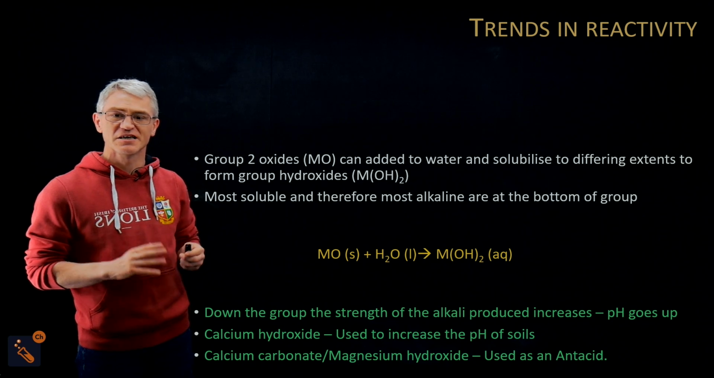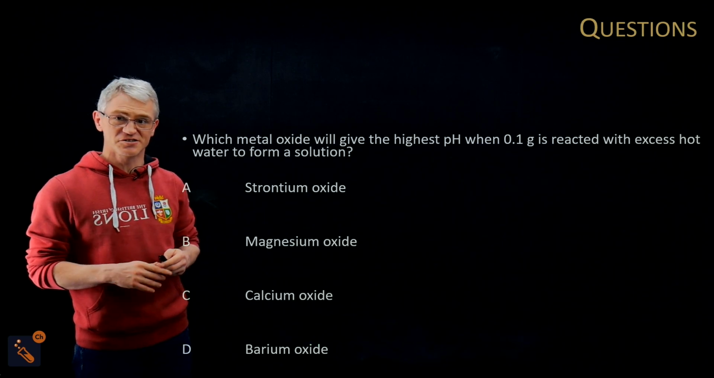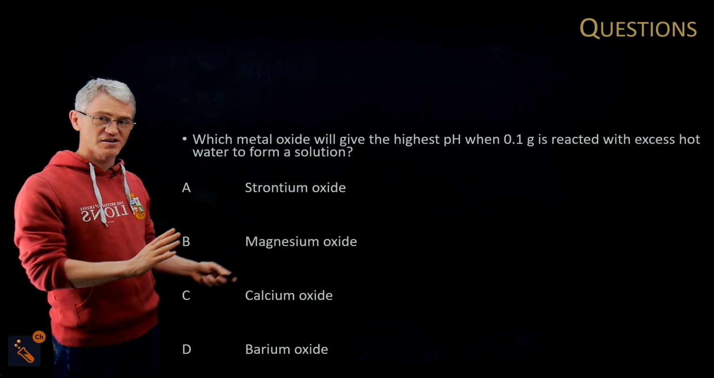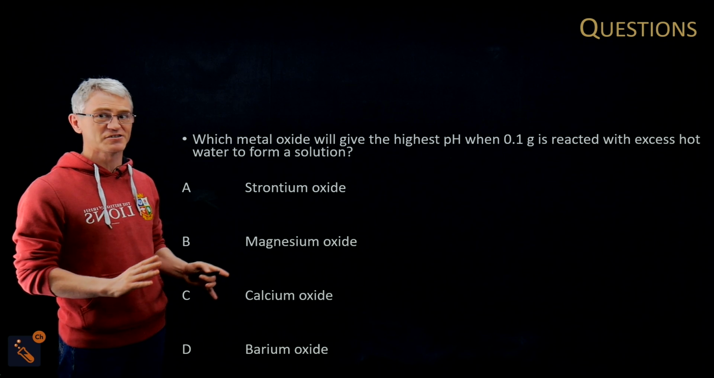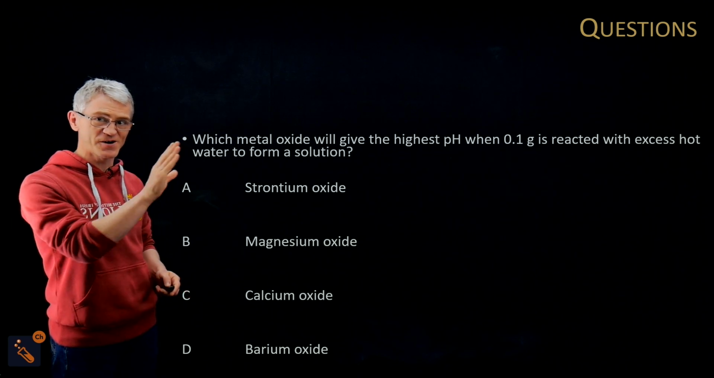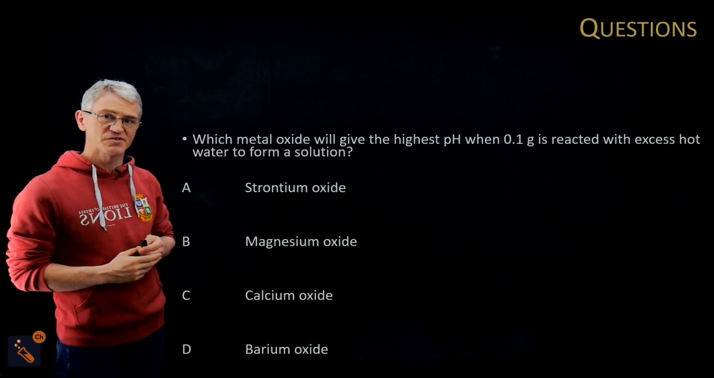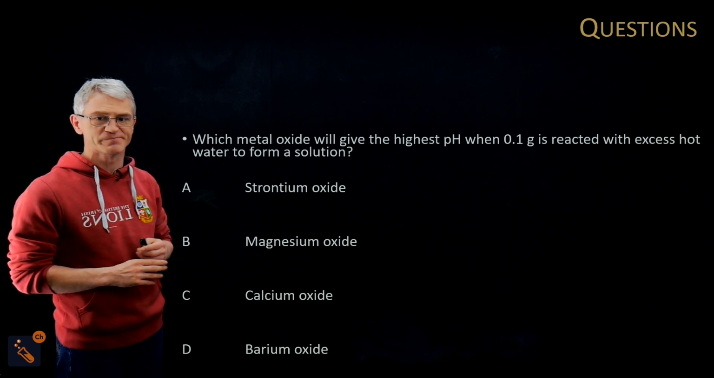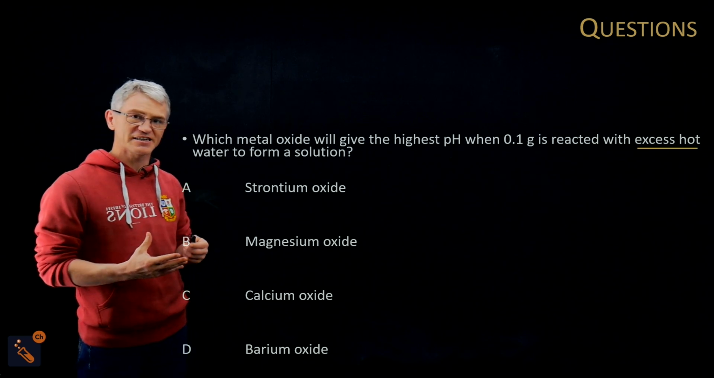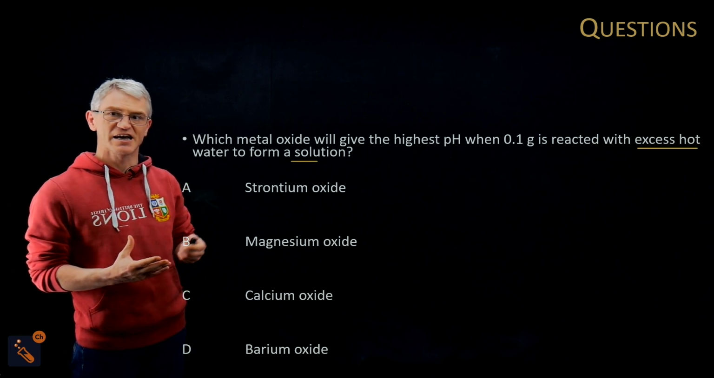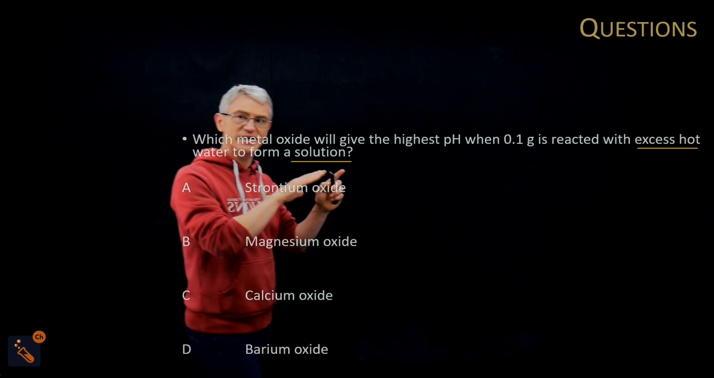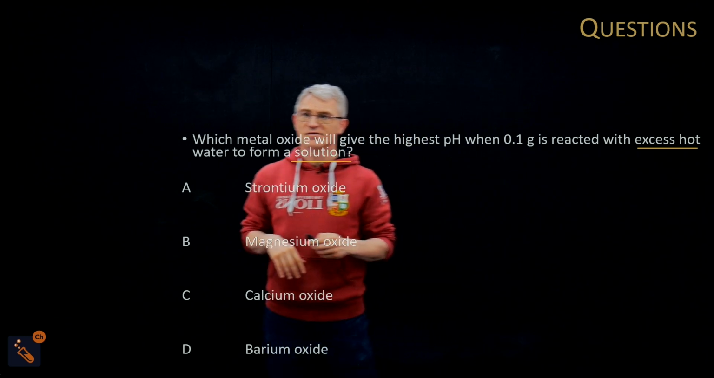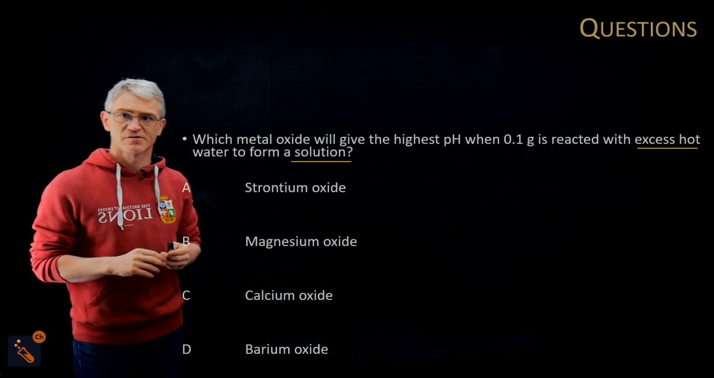Right, so let's move on to some of the questions now. These are quite difficult questions, and I've included these because most videos you'll see will not include these type of questions, and these are the ones that are hard. Which metal oxide will give the highest pH when 0.1 gram is reacted with excess hot water to form a solution? So, really important, the excess hot water and the solution. Both those things together are telling you that all of this is reacted. All of it is reacted.